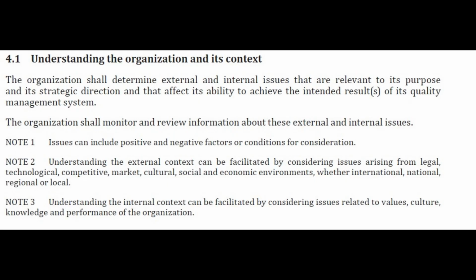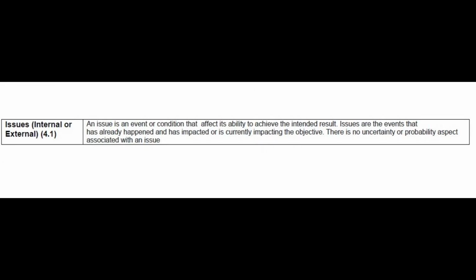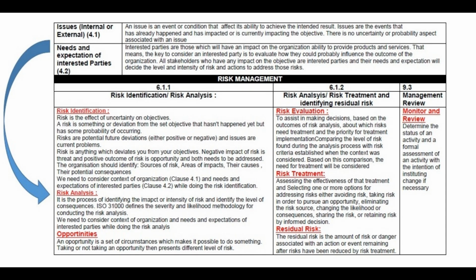Clause 4.1 of ISO 9001 says to determine the internal and external issues. An issue is an event or condition that affects its ability to achieve the intended result. Issues are the events that have already happened or are currently impacting the objective. There is no uncertainty or probability aspect associated with an issue. Issues can include both positive or negative conditions, and they should be considered while doing the risk management.